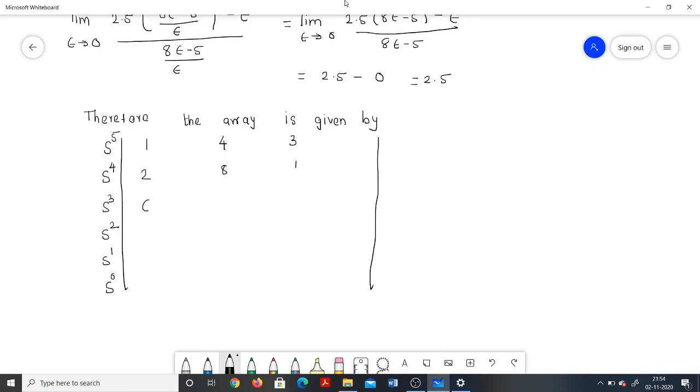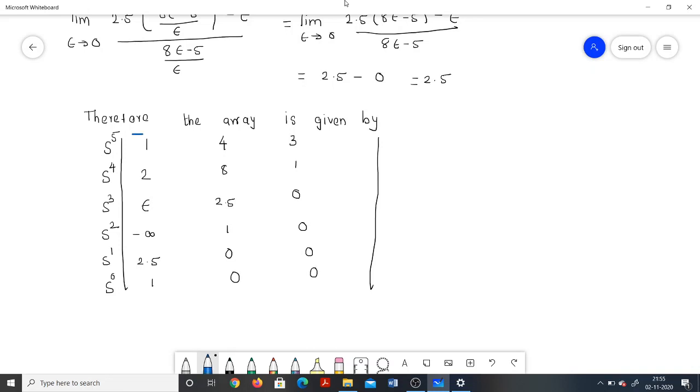Okay, so the third row also is the same thing. Here we have obtained minus infinity, if you remember. Here it was 1, 0, and here we obtained 2.5. Okay. Now, students, we just have to concentrate on the first column.